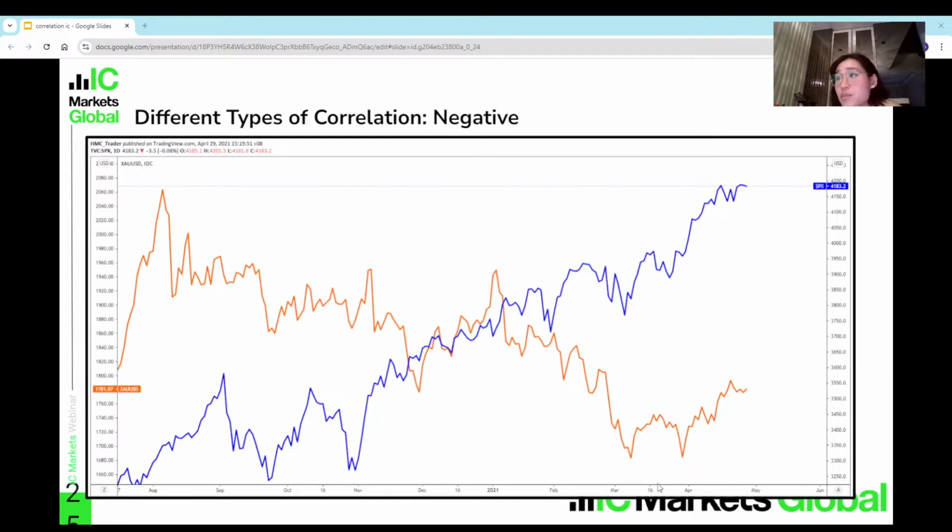Okay, last example. I think you guys kind of get the hang of it now, but the gold is represented on the orange line chart, SPX represented on the blue chart. And you can see how negatively correlated these two are as well. Okay, so it's pretty straightforward. And I'll show you guys how to display these kind of charts on TradingView in a little bit.